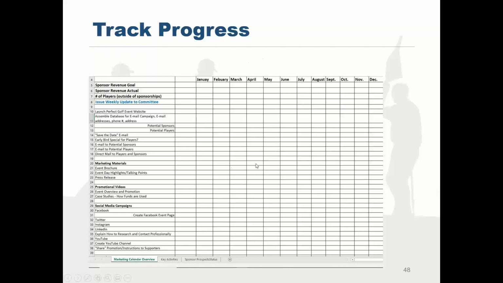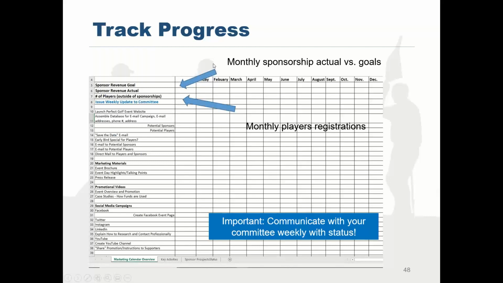This calendar also lets you track your progress. So where the calendar items are here, you can also plug in things like, what's your revenue goal? What's your sponsor goal? How many registrations do you have? And each month, when you distribute the calendar for people to review, you can start plugging in the numbers to say, hey, in March, our goal was this. We have this much sponsor revenue so far. We've had this many players register. That keeps your committee members in tune and keeps everybody focused on, hey, we're ahead of our goals or behind our goals.